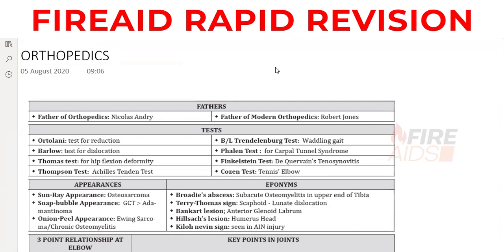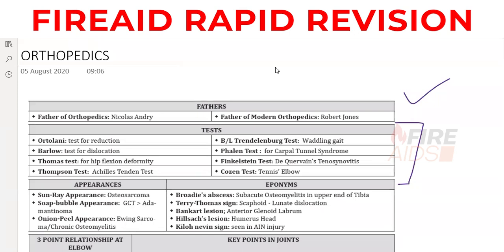The first point in orthopedics is that the father of orthopedics is Nicholas Andry. Father of modern orthopedics is Robert Jones. This was a very old question, something before 2015. After that, this question did not appear. So you can just see this once, and I don't think you will need repeated memorization of this. Then these are some list of tests that we'll be seeing for orthopedics.